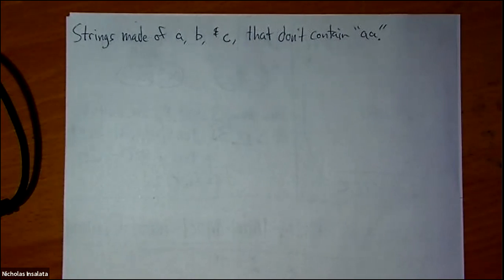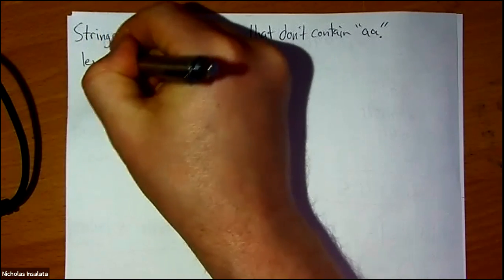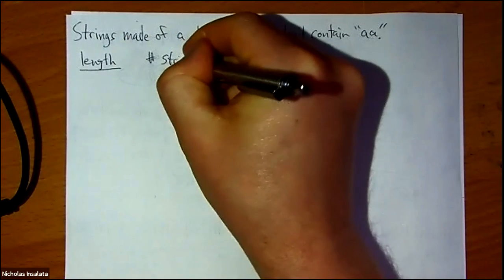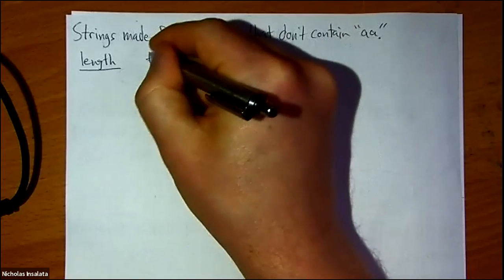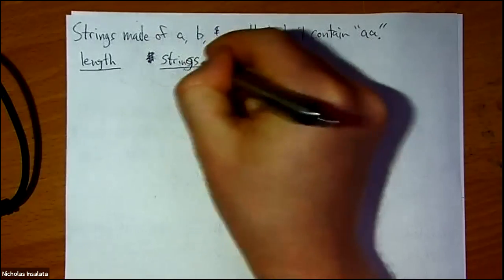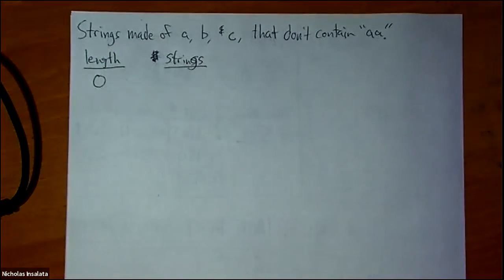Okay, so let's do a little table here. Here's the length, and here's the list of strings of that length. How many strings are there of length 0 that don't contain AA?